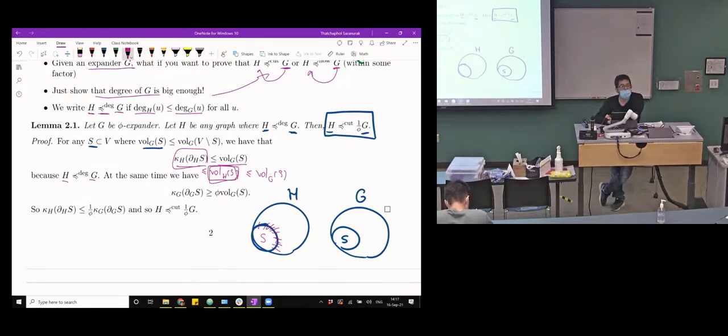Are we assuming unit capacity or something? Volume and degree here, I really talk about the capacitated degree, the weighted degree. Oh, okay. Yeah, this is really the kappa of H, between you and everything outside you.